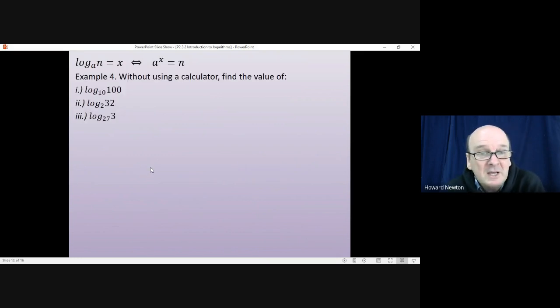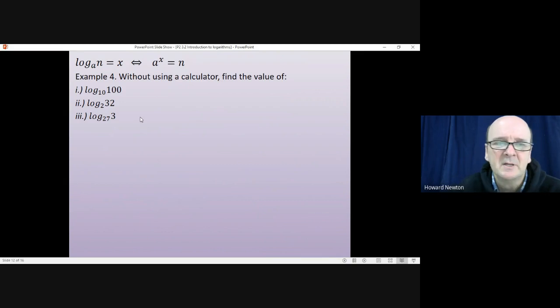Okay, without using a calculator, by converting these to exponential form, have a go at working out the exact value of log to the base 10 of 100, log to the base 2 of 32, and log to the base 27 of 3. So these logarithmic statements, we'll quickly convert them into exponential form, and then just by looking at them and using common sense, find what value they have. I'll let you have a go at making sense of that. So pause the video, have a go, and come back to me when you're ready.